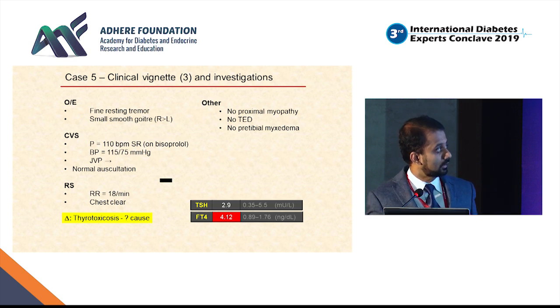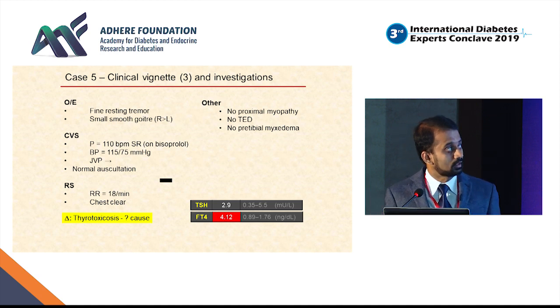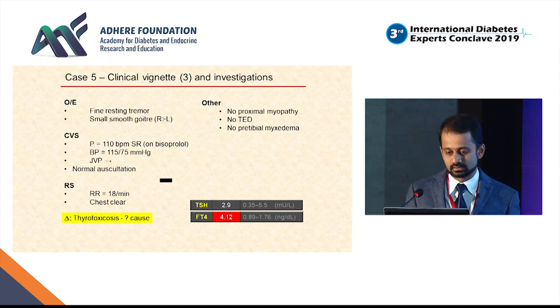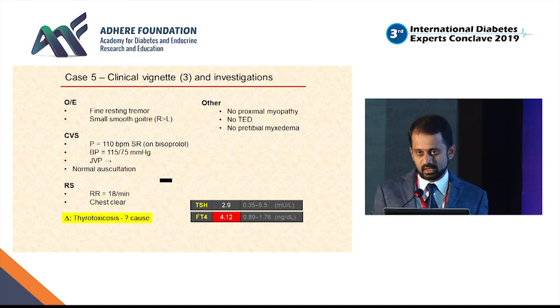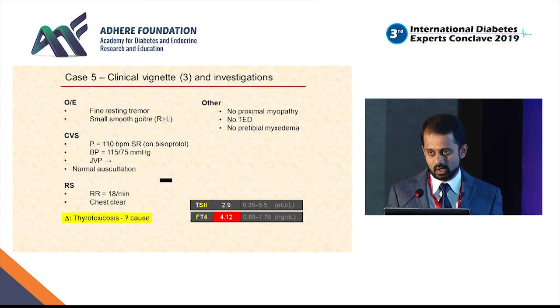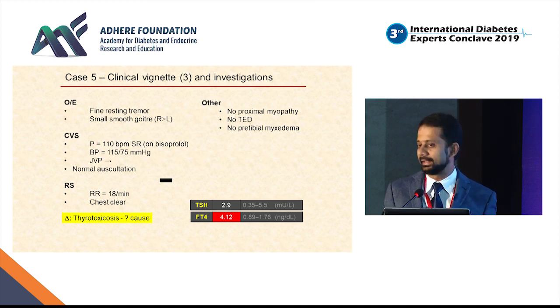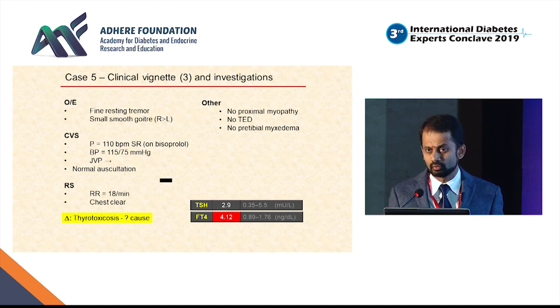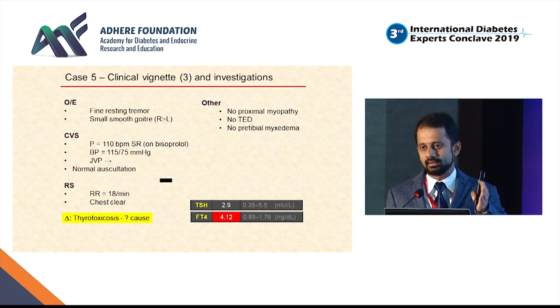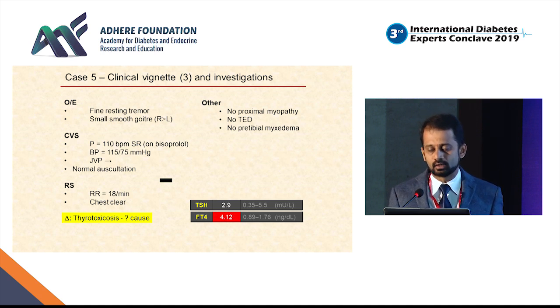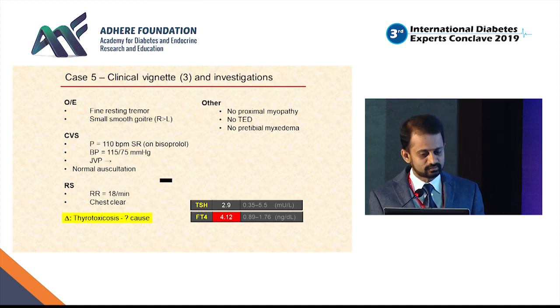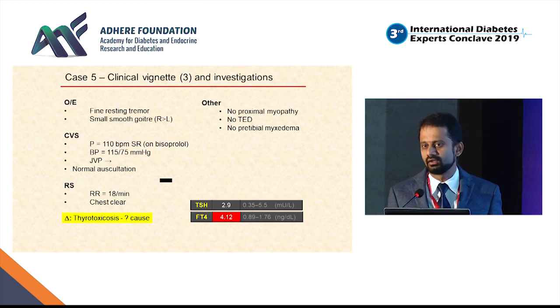Cardiovascularly tachycardic, respiratory rate is 18, and there is nothing saying it is Graves' disease. So we got a thyrotoxic patient with a query cause. The TSH is 2.9. Can anyone think of any possible diagnosis? What do you want to rule out? So we went through cases of Graves' disease, thyroiditis, factitious thyrotoxicosis, and also the rare condition of thyroid storm. So this is the last one. Can anyone think of it?